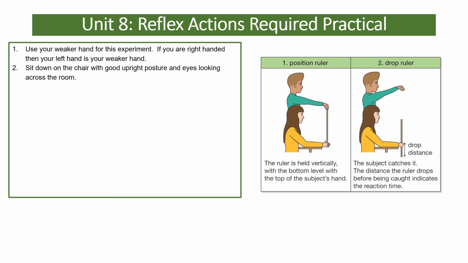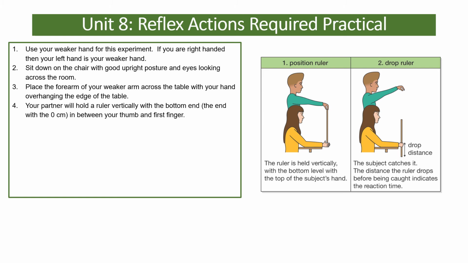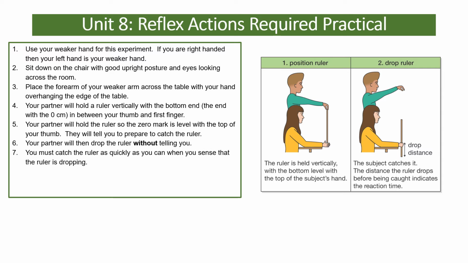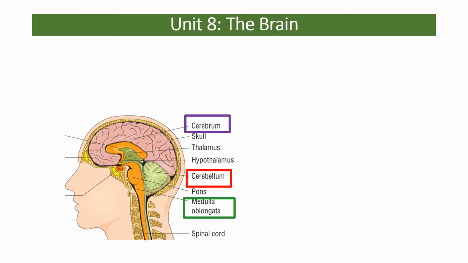They said you should sit down and look ahead. You should then place your arm on the edge of the table so it's in the same position. Your partner holds the ruler just between your thumb and finger, and then without warning they let go and you catch it as quick as you can, and you record that in the table and you can convert it into actual times, and you can practice maybe your reactions before or after caffeine, for example.